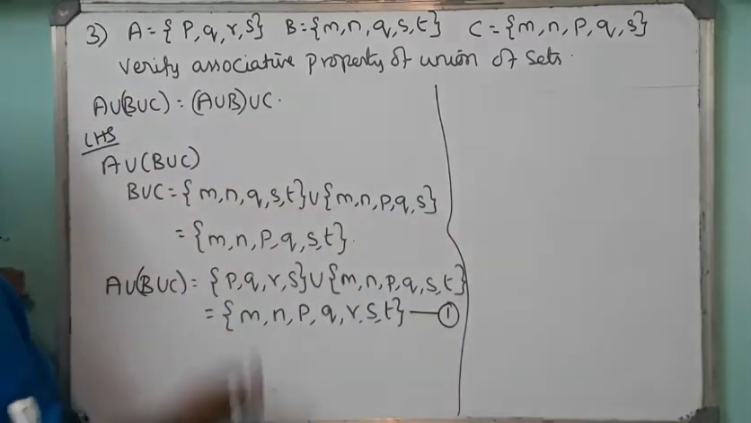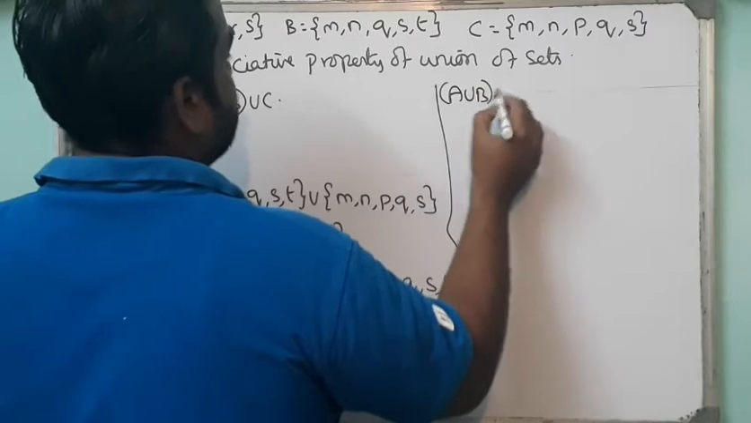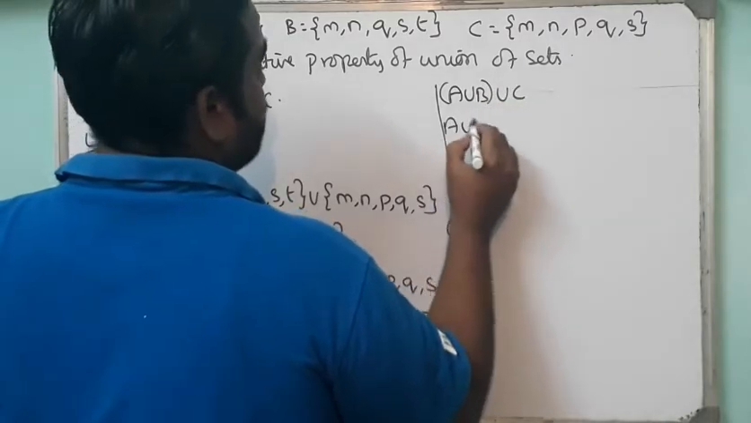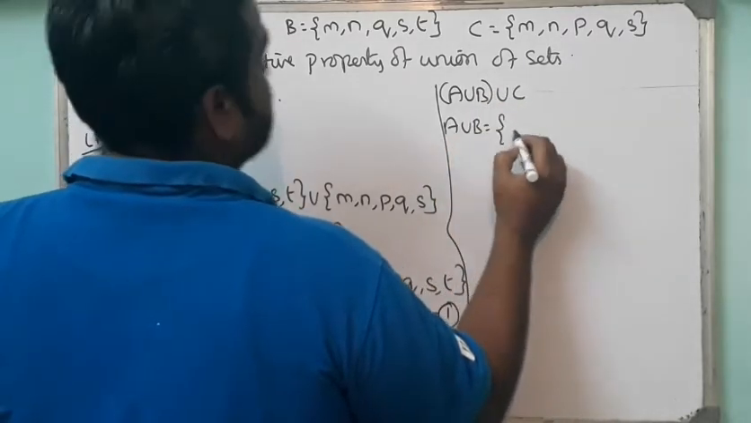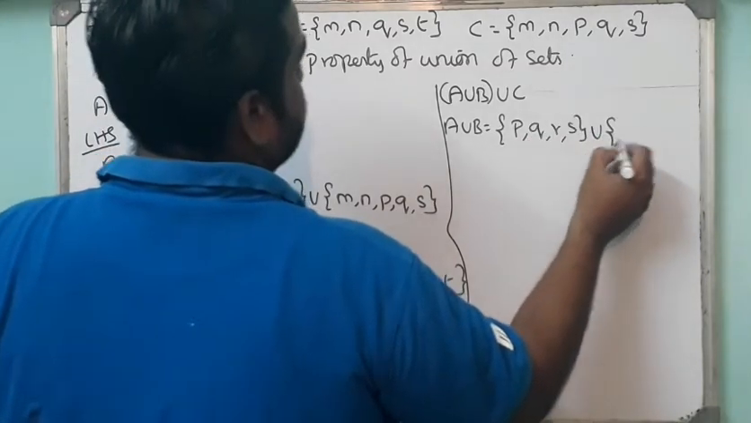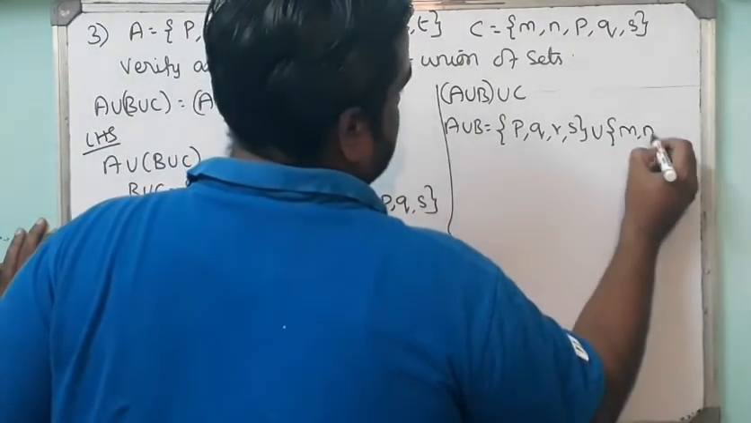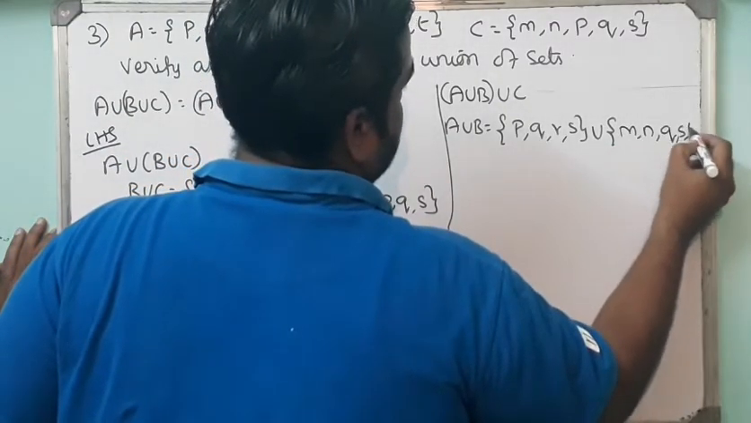Now we will go for the RHS. What is given in the RHS? A union B union C. First find out A union B. What is set A here? P Q R S union. What is set B here? M N Q S T.